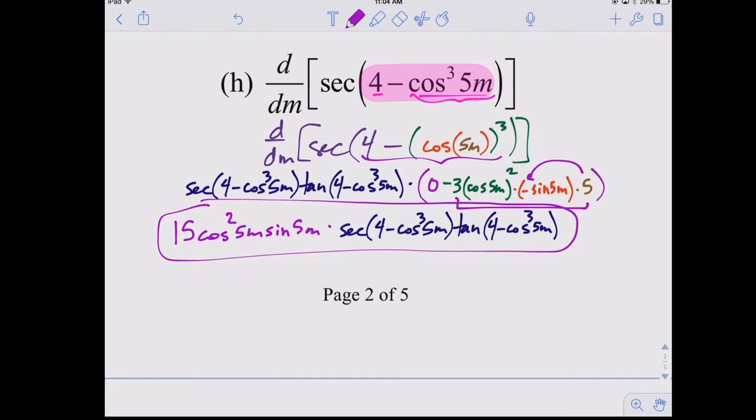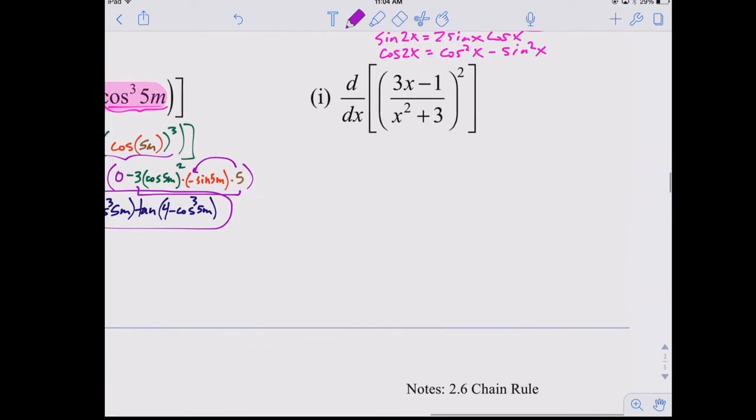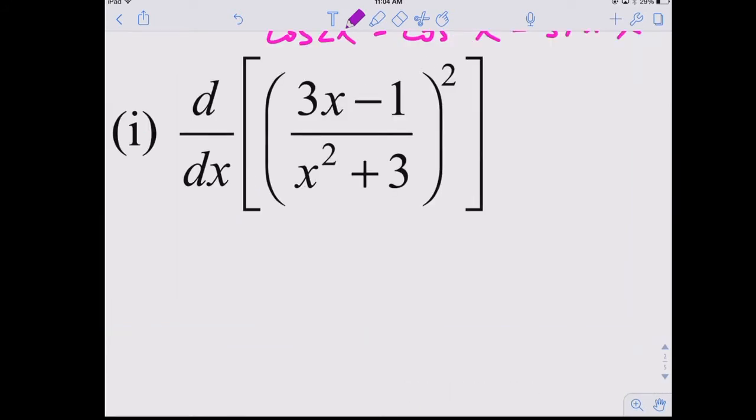Any questions on H? Will you ever see one that nasty or dastardly? Probably not. Probably not on the AP exam, but it's good to overtrain, right? All right. Letter I. Walk up to the problem. What do you see right away? You see quotient rule?